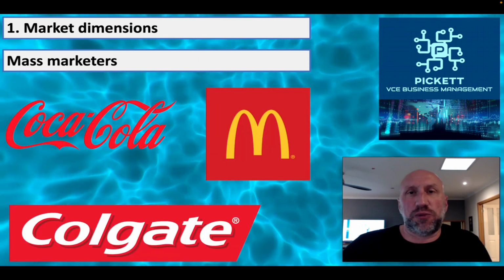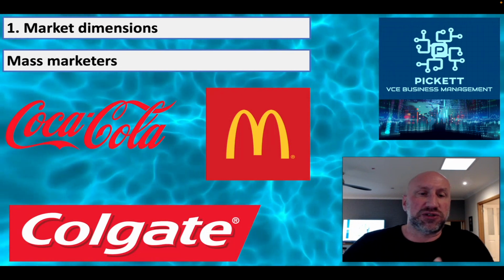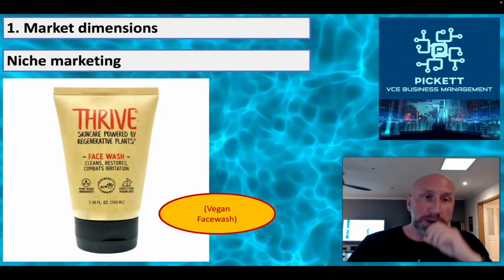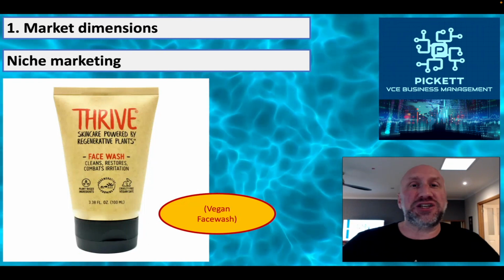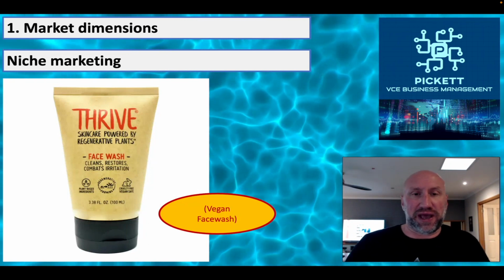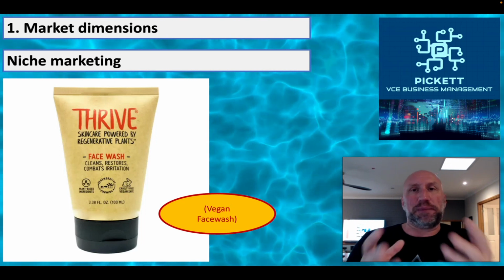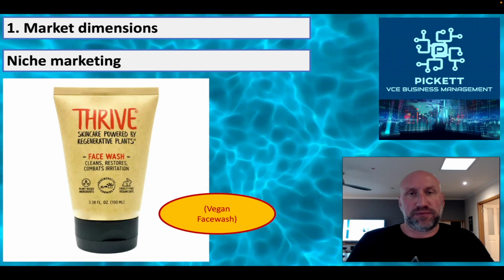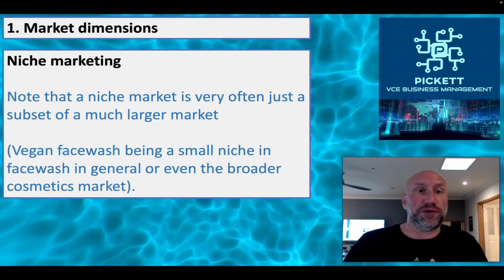So look, just some examples of mass marketers: Coca-Cola, McDonald's, Colgate. They have a pretty broad appeal. And there's an example of a niche market product. Okay, a vegan face wash. Much more niche. It's obviously going to appeal to a lot fewer people than McDonald's and those other businesses that we saw just before.